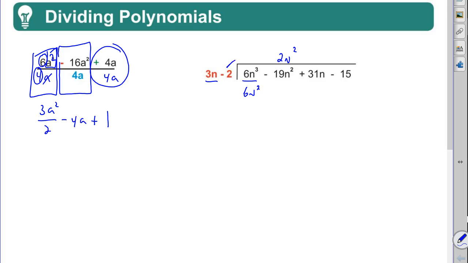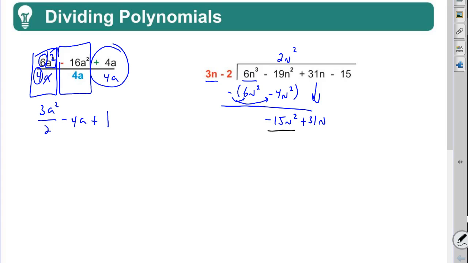And then don't forget to multiply the negative 2 times the 2n squared, and that would be a negative 4n squared. And remember, in long division, you have to subtract, and you have to distribute this negative sign. Okay, so the first term is 0. Good. Now we have negative 19 and a positive 4, so that's going to be a negative 15n squared. Bring down my 31n.